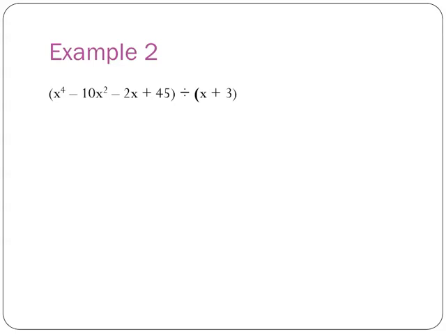Okay, so how we set this up, we start with the linear factor, and we take the opposite of that number there. So instead of x plus 3, we take negative 3, and we're going to write it in the box over here on the left.